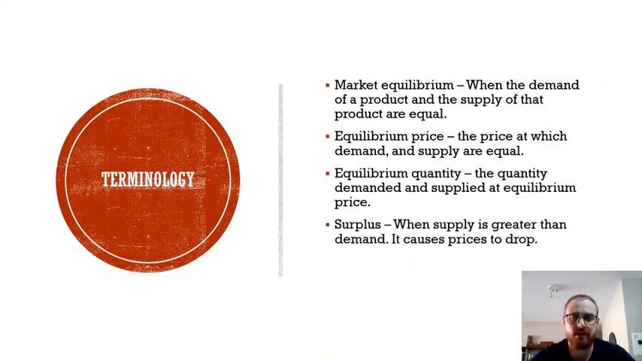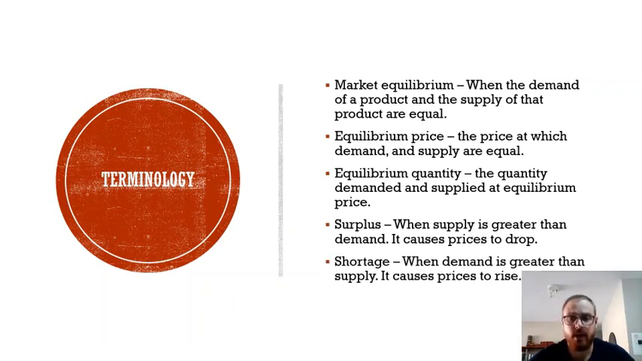Surplus, when supply is greater than demand, it causes prices to drop because there are more products on the market than what are demanded. And then shortages, when demand is greater than supply, it causes prices to rise because there are fewer products on the market than what demands are there for. Therefore, people are willing to pay more to get the product.